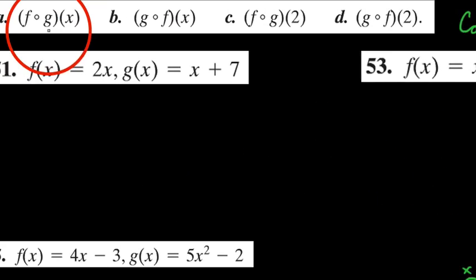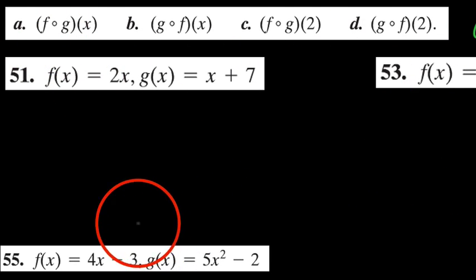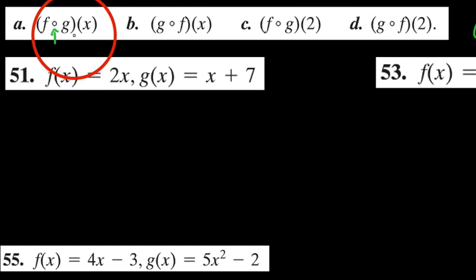So first things first, let's take a look at the instructions up here. With these 3 sets of functions, what I want to do is find f of g of x, g of f of x, f of g of 2, and g of f of 2. And notice how I said these things. This little o right here, we just read as an "of."